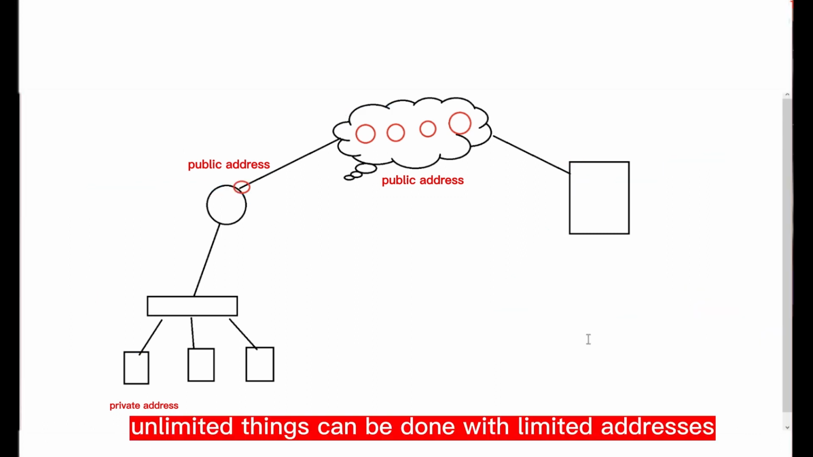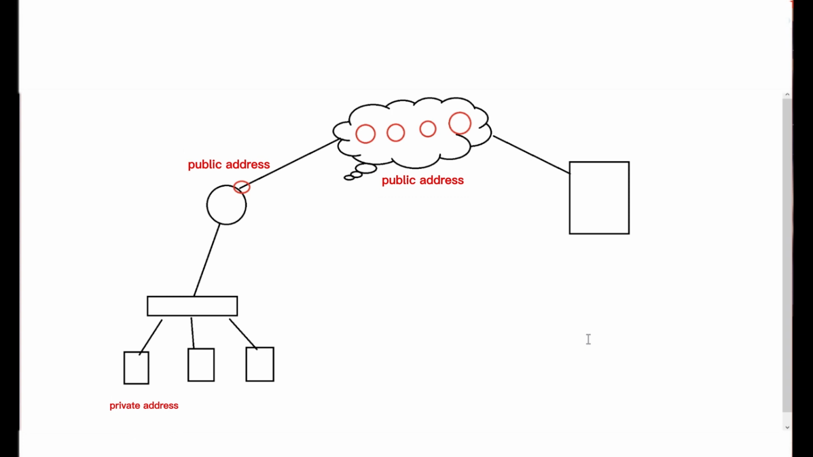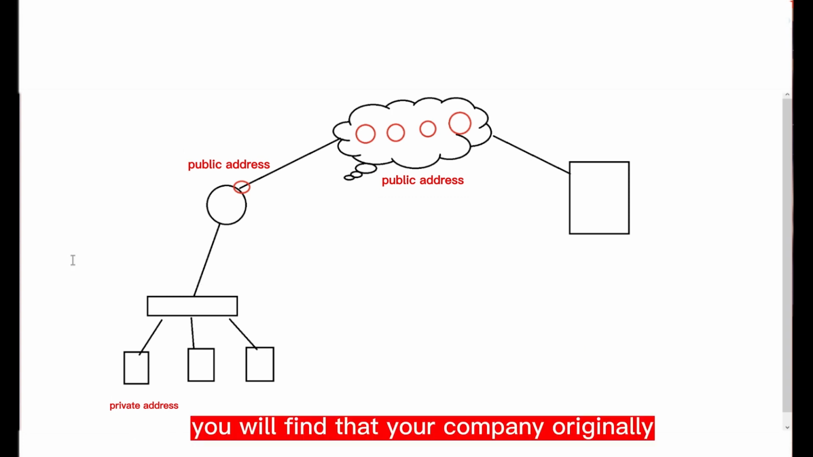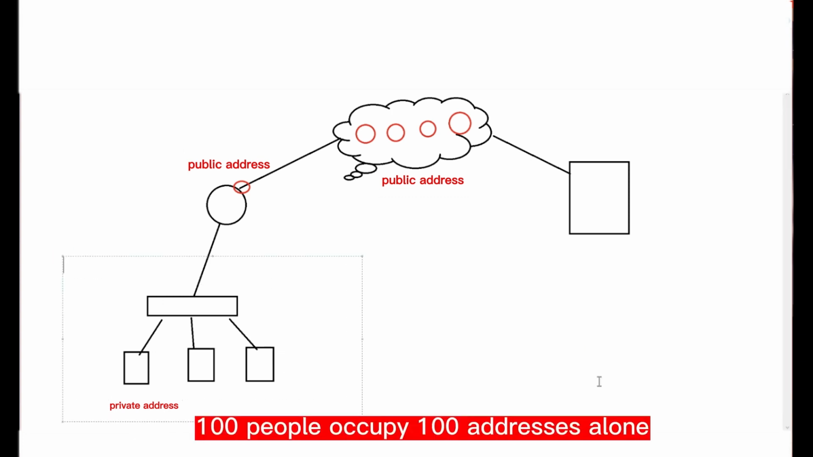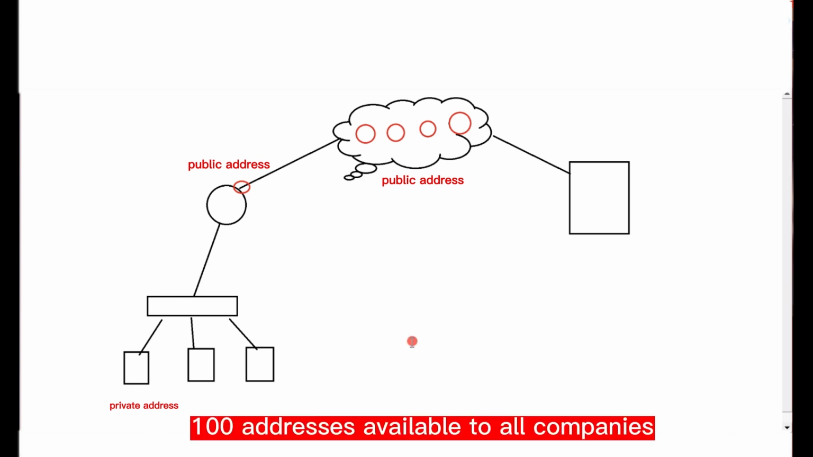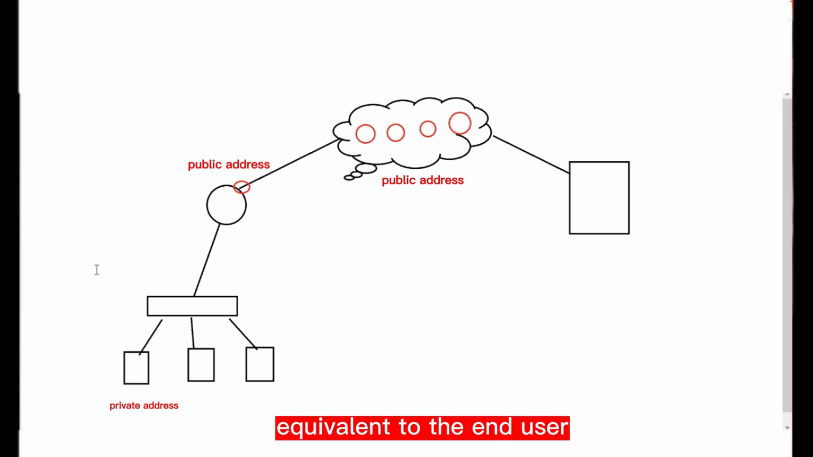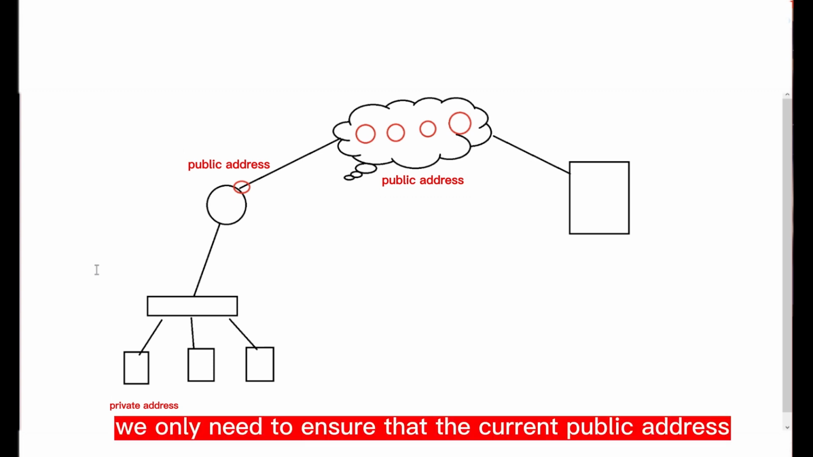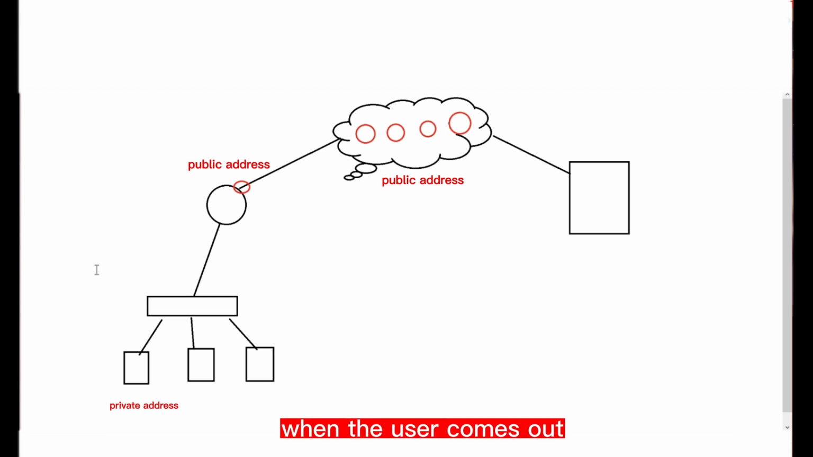Unlimited things can be done with limited addresses. You will find that your company's original 100 people occupied 100 addresses alone. It's different now. The 100 addresses can now be shared by all companies. This is equivalent to the end user problem being solved. We only need to ensure that the current public address can be converted smoothly when the user goes out.